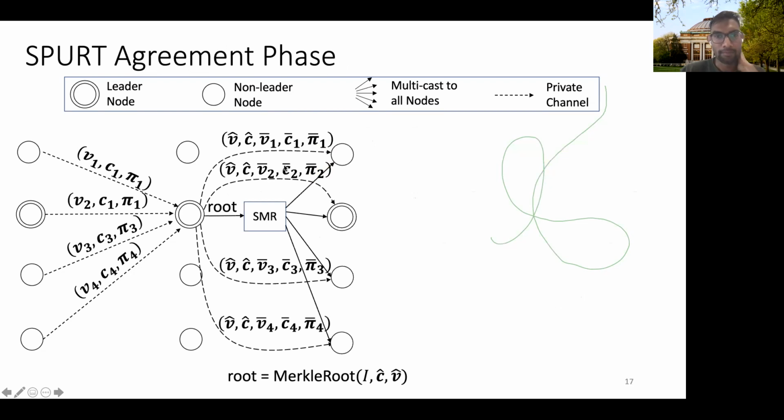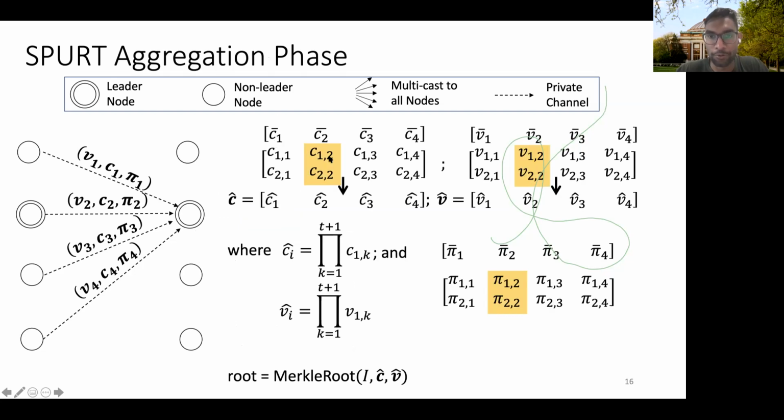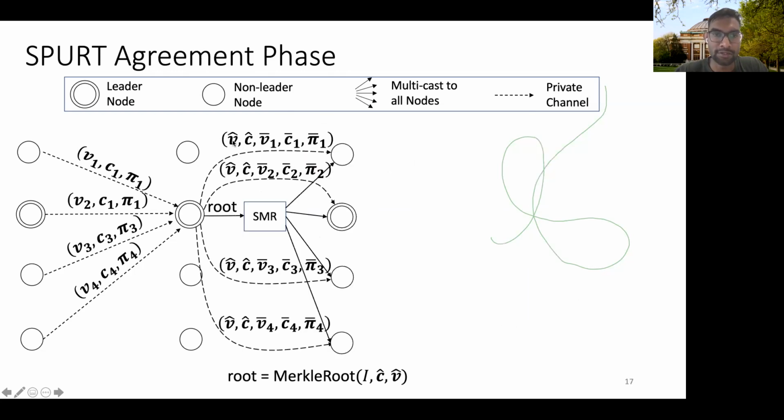And the leader will now send the aggregated polynomial commitment V hat, C hat, and the respective column to each node. This is important here. So the leader will send the second column of the commitment matrix to node 2, and the second column of the proof matrix to node 2. So this is what the leader is doing. The leader is sending some common message, which is V hat and C hat. It's a polynomial commitment to the aggregated secret and also an encryption of the aggregated secret.